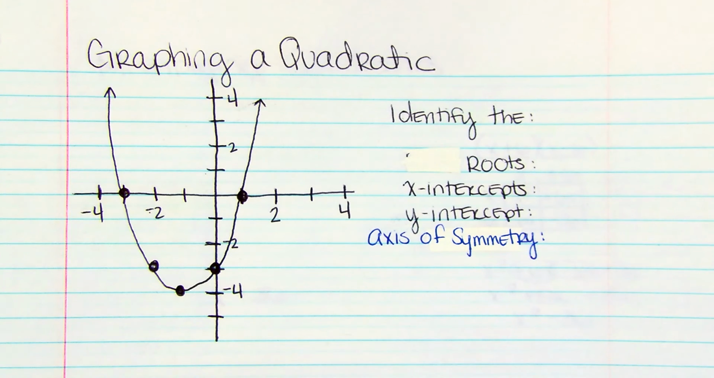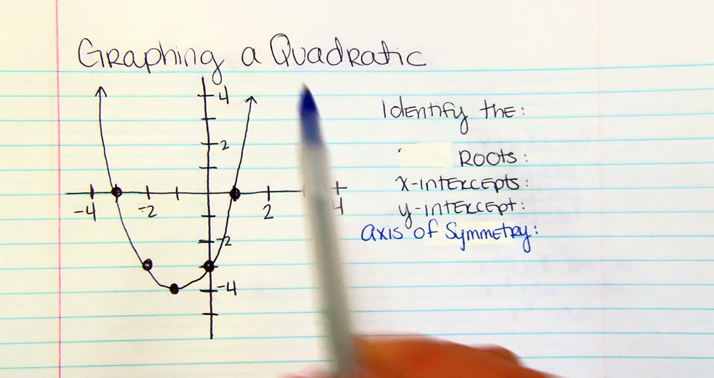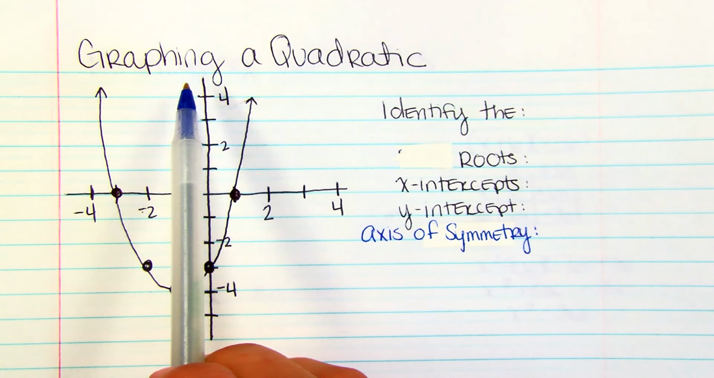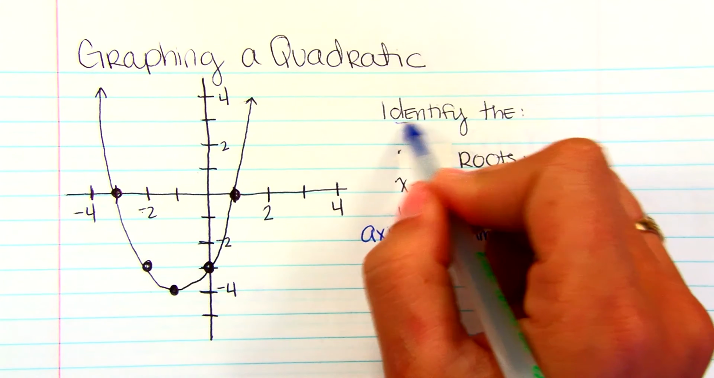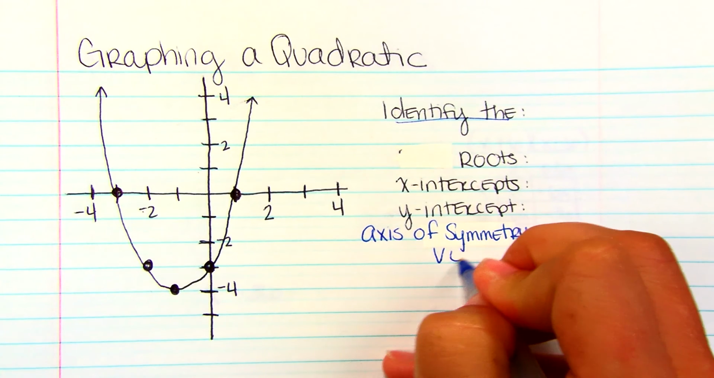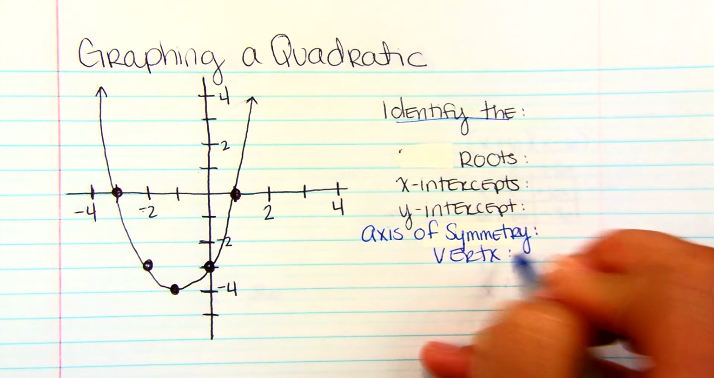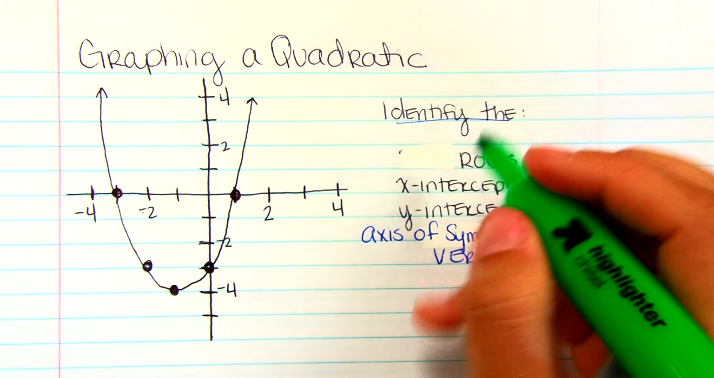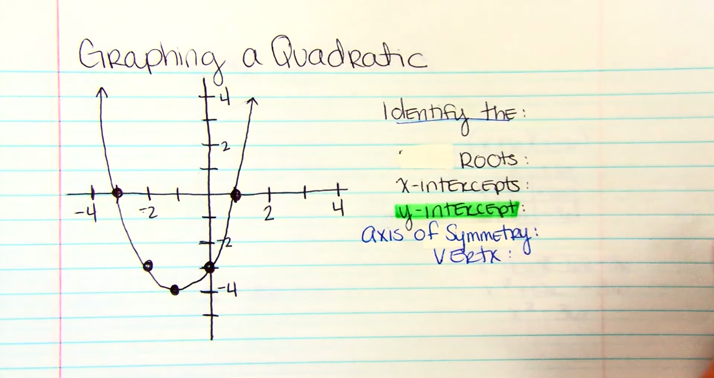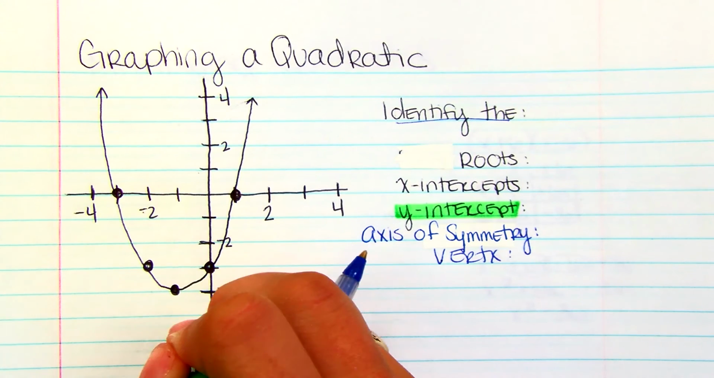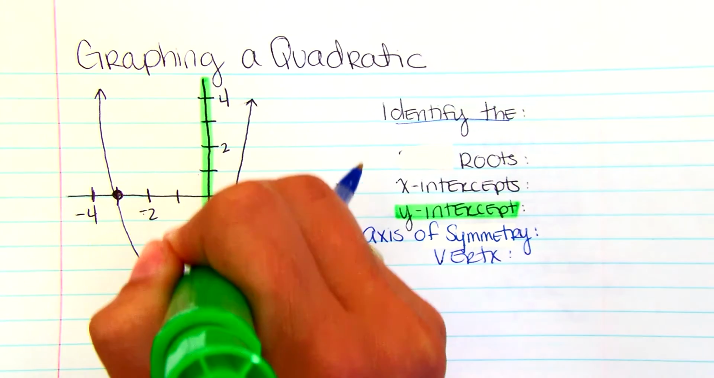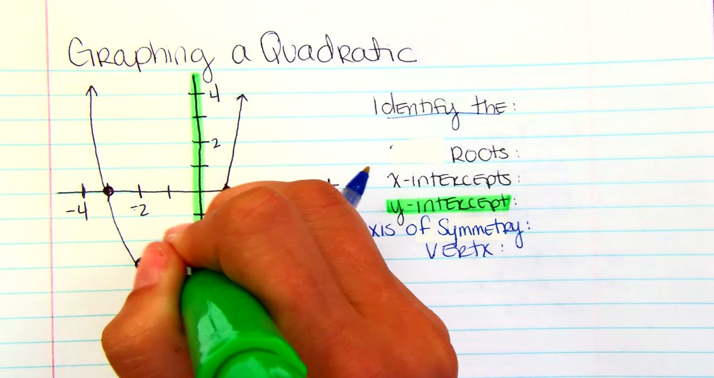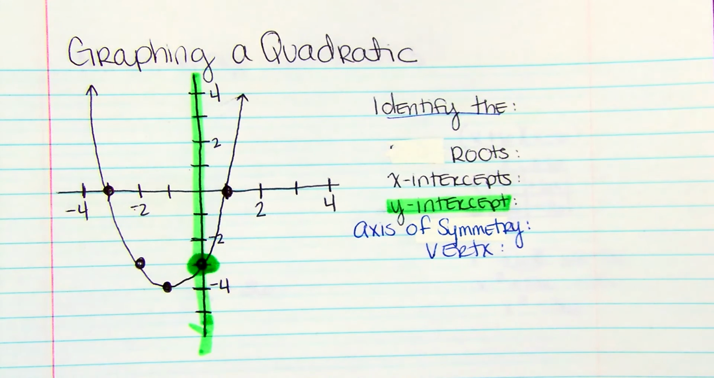All right, we're going to take a moment to review graphing a quadratic, but really we're going to review identifying components of a quadratic when looking at a graph. I'm going to start with the easiest one that I know, which is the y-intercept. The y-intercept is always on the y-axis, and it is the coordinate on the y-axis.